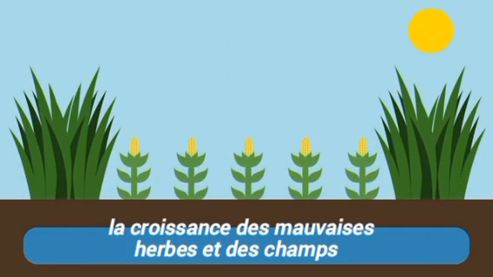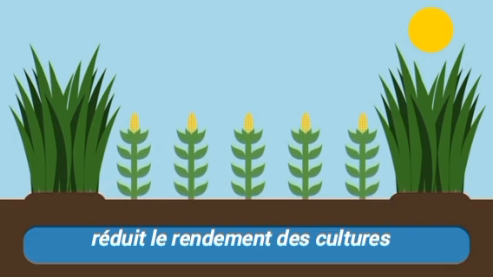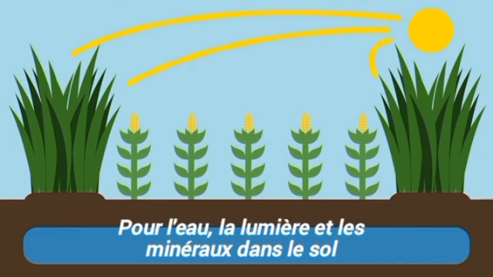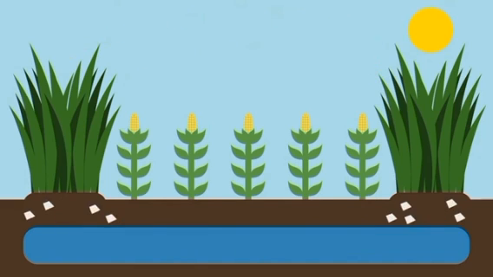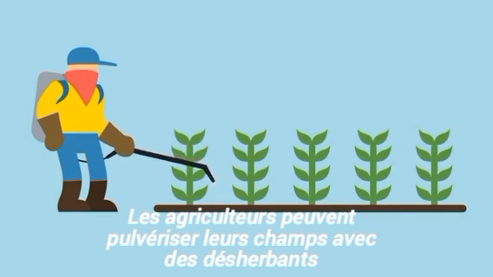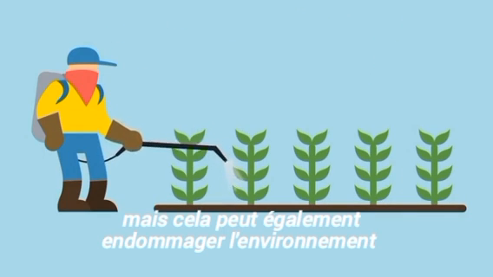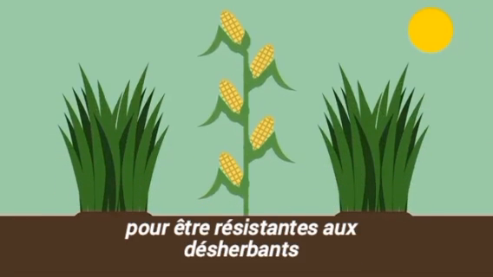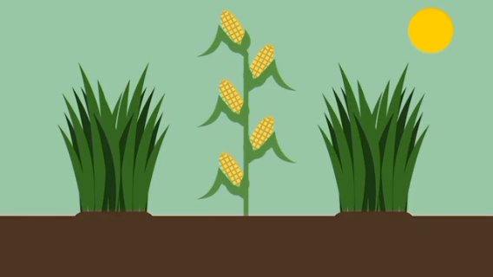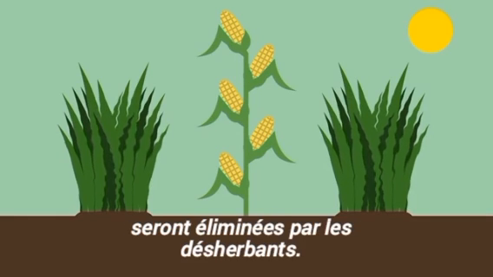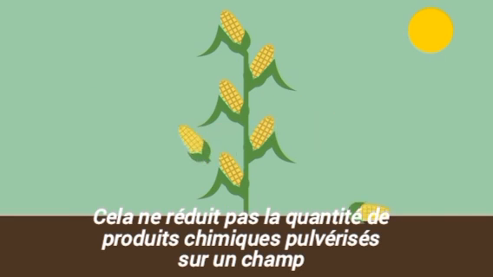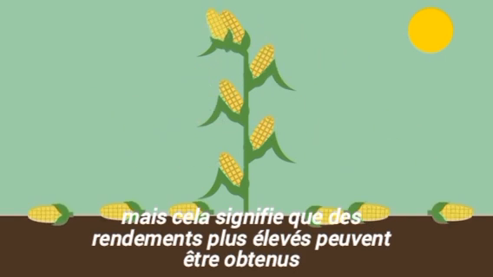The growth of weeds in fields reduces the yield of crops because the weeds compete with the crops for water, light, and minerals in the soil. Farmers can spray their fields with weed killers, but this may also damage the environment or even the crop plants themselves. So crops can also be genetically modified to be resistant to weed killers. This means that only the weeds will be killed by the weed killers.